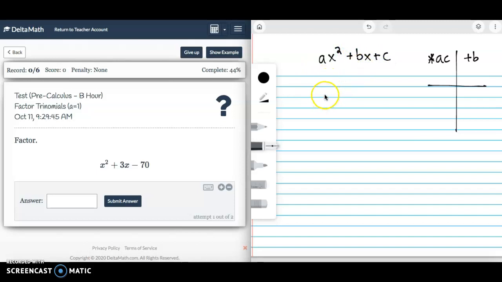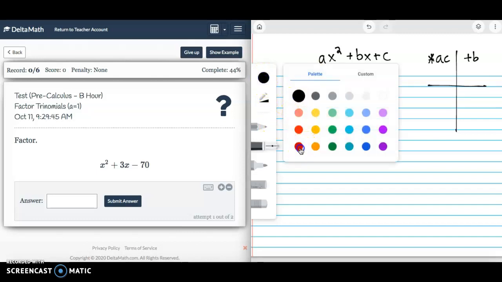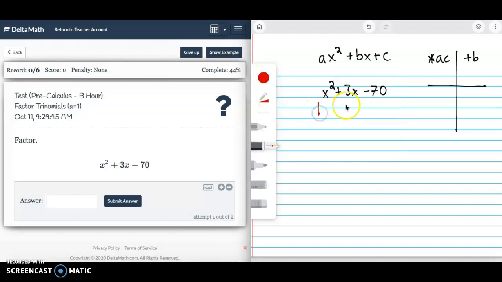So in this problem, I have x squared plus 3x minus 70, which means that my a is 1, my b is 3, and then my c is negative 70. The goal eventually for you guys would be to not have to depend on using this table to actually write it out. But for now, we'll start off with that. So 1 times negative 70 is negative 70, and then b is your 3 value. So you're thinking, what numbers multiply to negative 70 and add to 3?